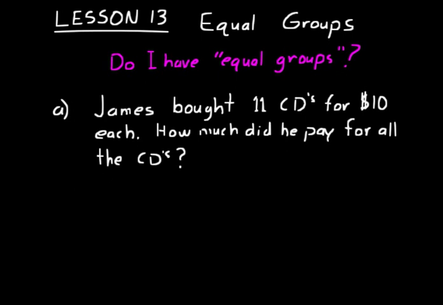And on a problem like that, hopefully you can see that you would just do multiplication. You wouldn't add 10 up 11 times in a row. You would just do 11 times 10 is equal to 110 and put a dollar sign on the outside. $110 would be the answer.